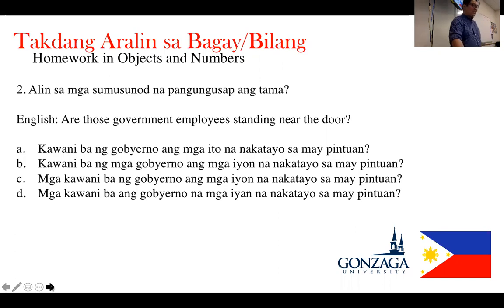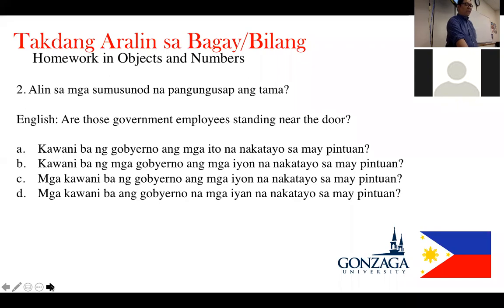Now, if you notice, for letter C, mga, this one is plural, right? And then we're talking about government employees. Kawani ng gobyerno. Ba is the signal word for yes or no question. Iyon, those. Nakatayo means standing. Sa may pintuan means near the door. Okay, so the answer for number 2 is letter C.